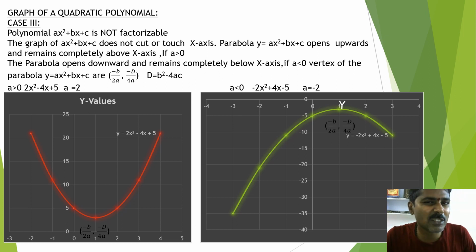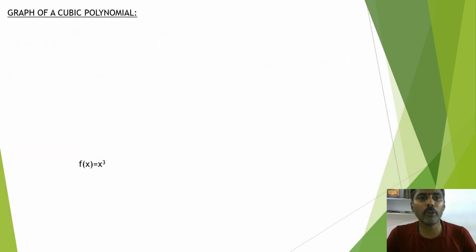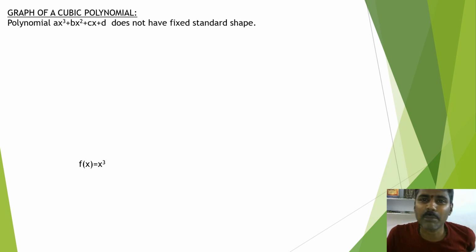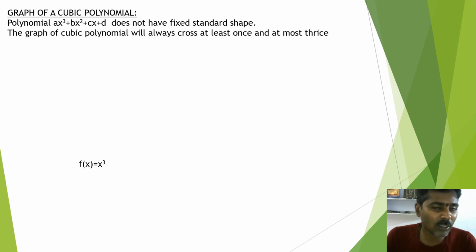And generally we miss one more important topic in graphs of polynomials, which is the cubic polynomial. We know that a cubic polynomial will have at most 3 zeros. That means it may have less than 3 or equal to 3. As we discussed, a quadratic polynomial may contain 2 zeros, 1 zero, or no zeros, and it has a fixed shape, that is a parabola. But a third degree polynomial, the cubic polynomial, does not have any fixed shape.